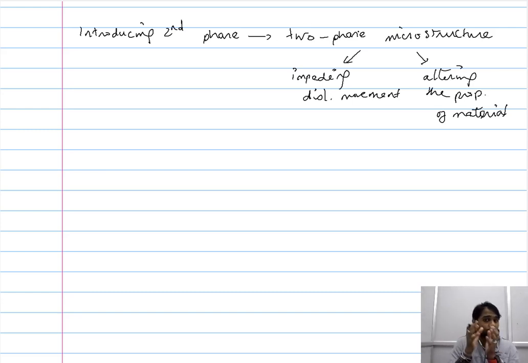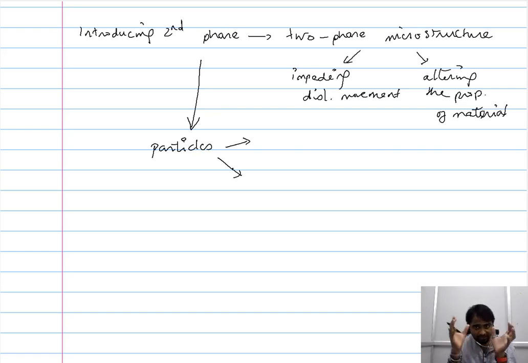Now, this is just one way of introducing a second phase into the homogeneous single phase system. Again, we are talking in terms of a homogeneous polycrystalline system. The other way is to introduce the second phase in the form of particles, and there are two ways of introducing it. This means that you still have more or less a homogeneous system. However, the homogeneity is now disturbed by particles of the second phase present. These particles can either be present along the grain boundaries, or they can be present within the grains.